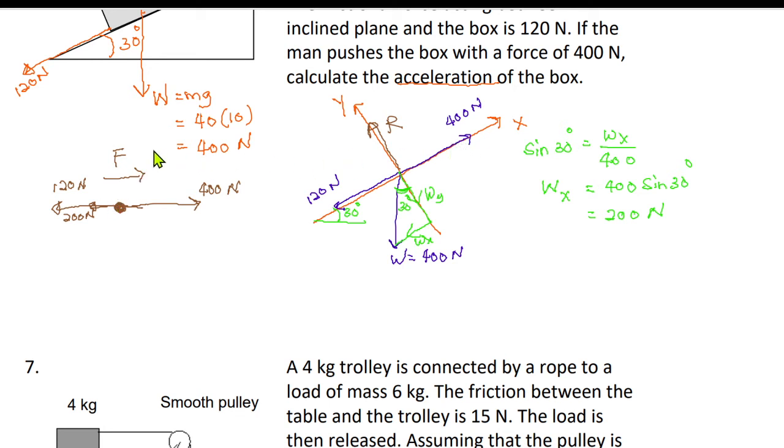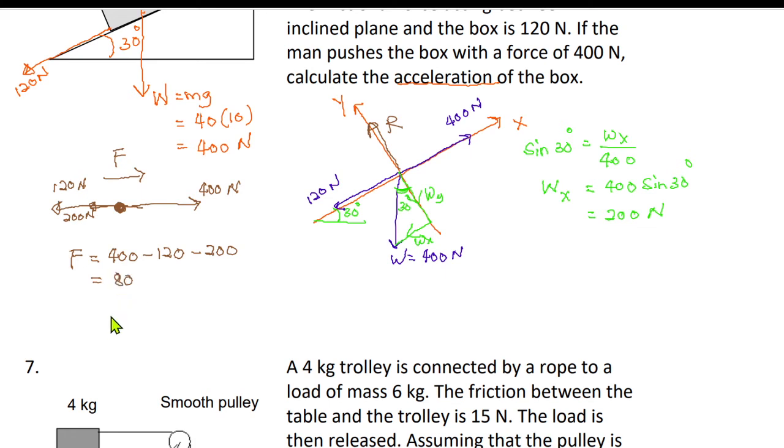Okay, now let's solve the problem. So my resultant force here equals, to the right I have 400 Newton. To the left, it's a minus 120. Another one, minus 200. So what do I have left? 400 minus 120 minus 200.